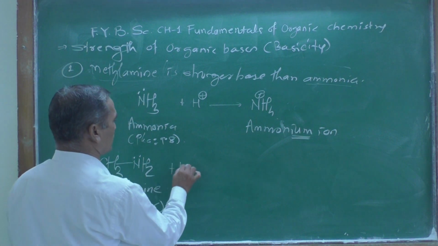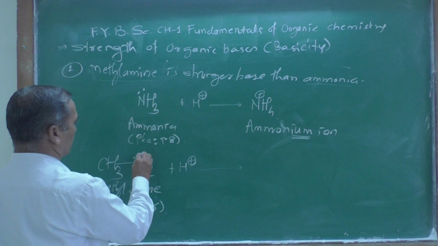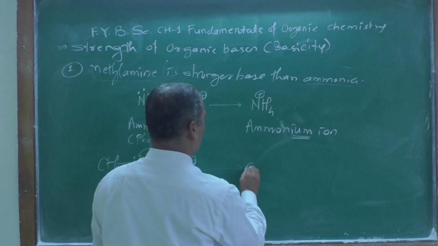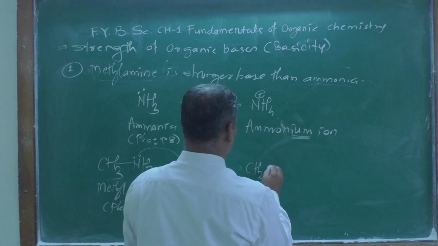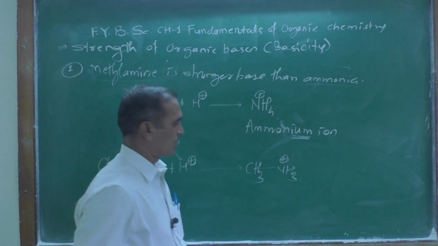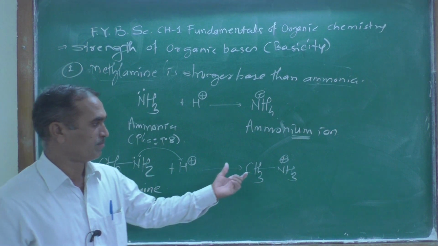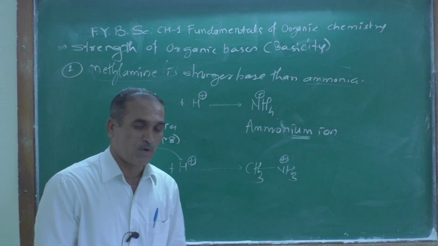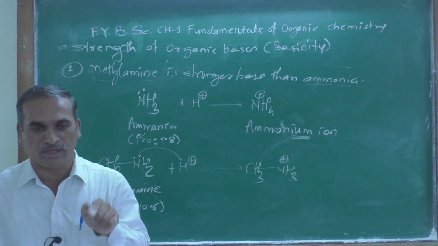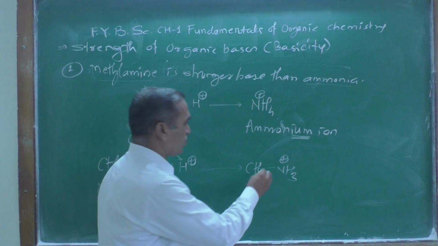Now when it attacks the proton H plus, what do you get? The lone pair attacks the proton, and the resulting compound obtained will be CH3NH3 with a positive charge. Now look at the methyl group. What type of group is it? Is it an electron donating group or an electron withdrawing group? Yes, it is an electron donating group.